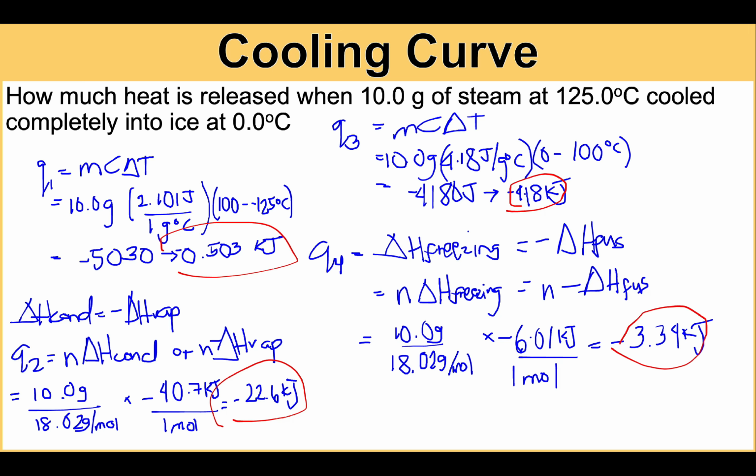So to get the total heat released, you have to add everything. This will give us negative 30.62 kilojoules. So following the correct significant figures, this is only negative 30.6 kilojoules.